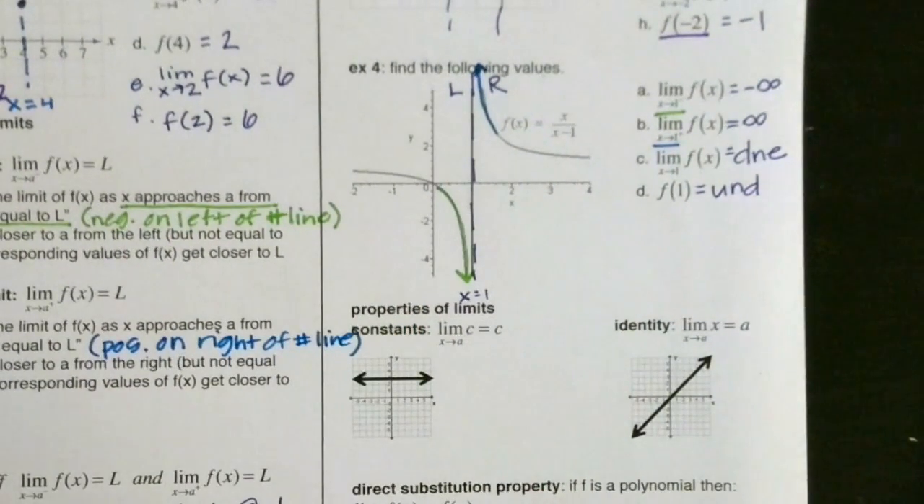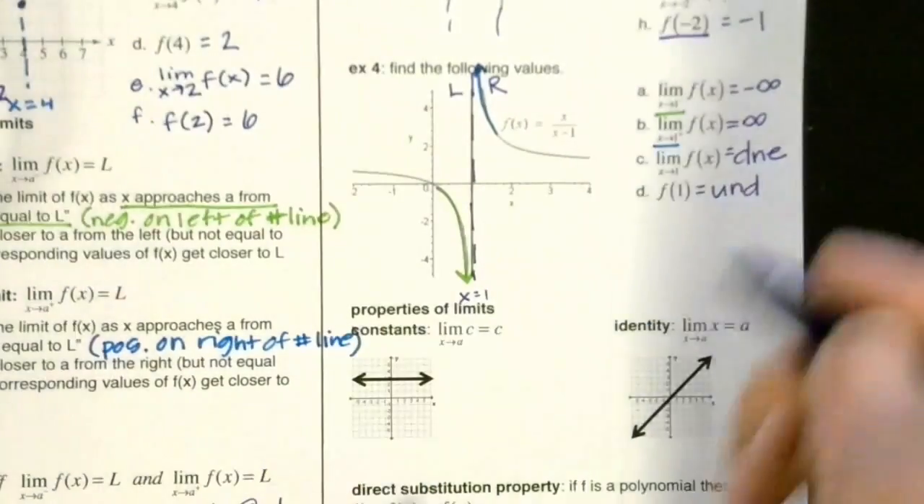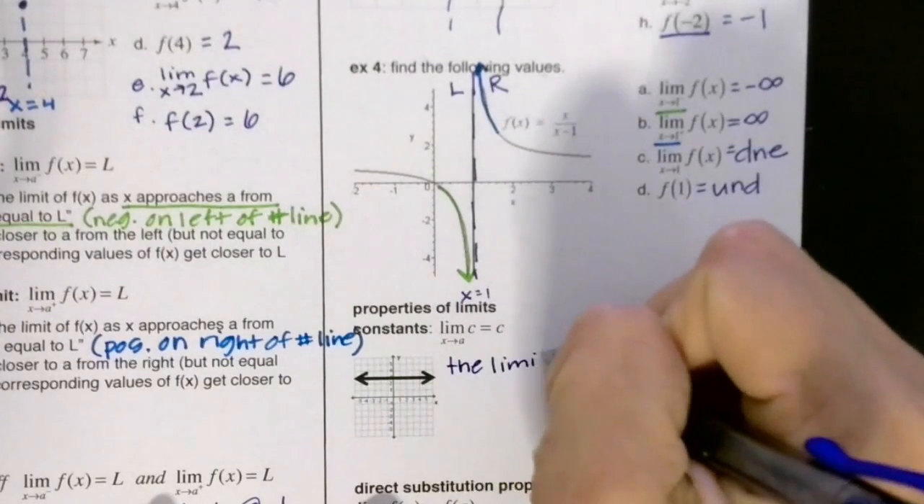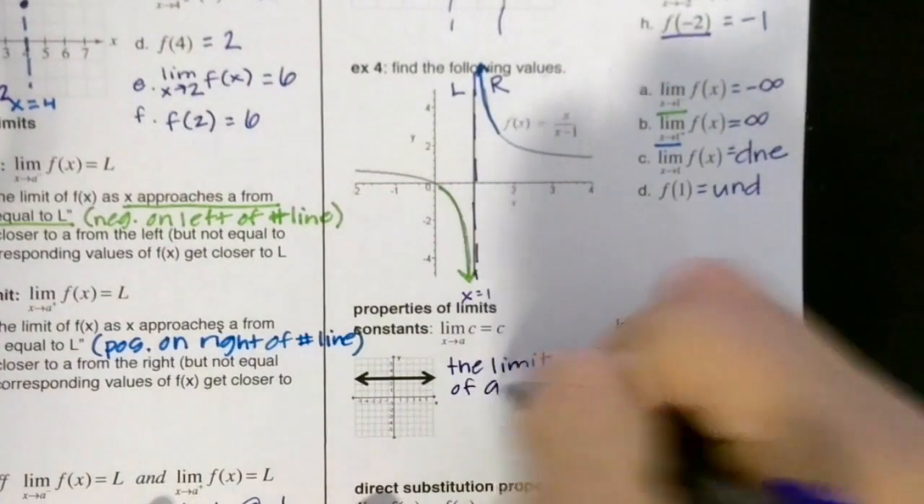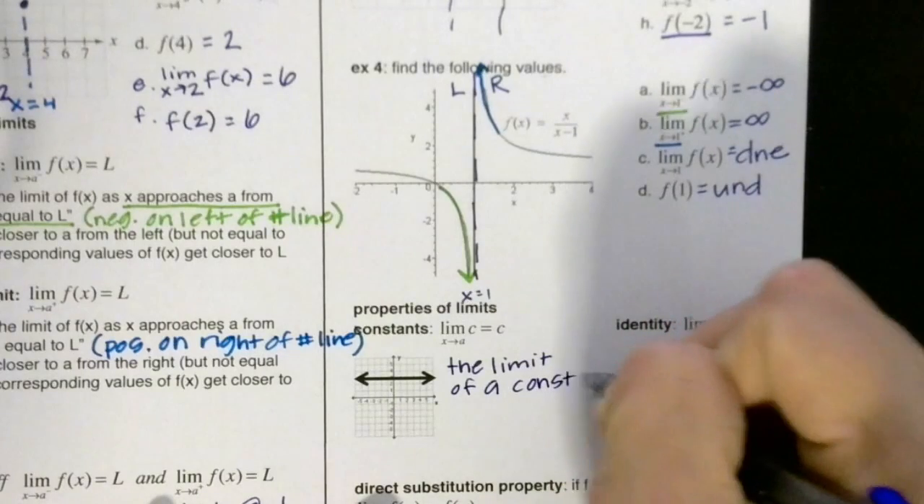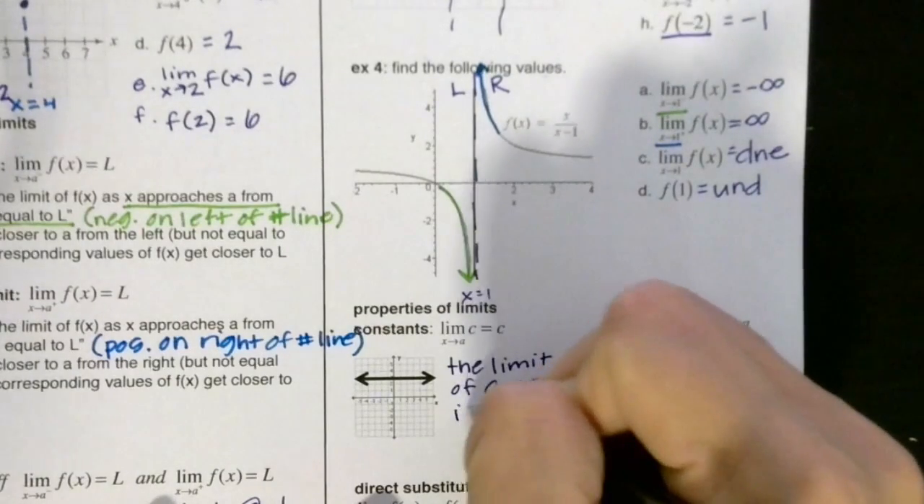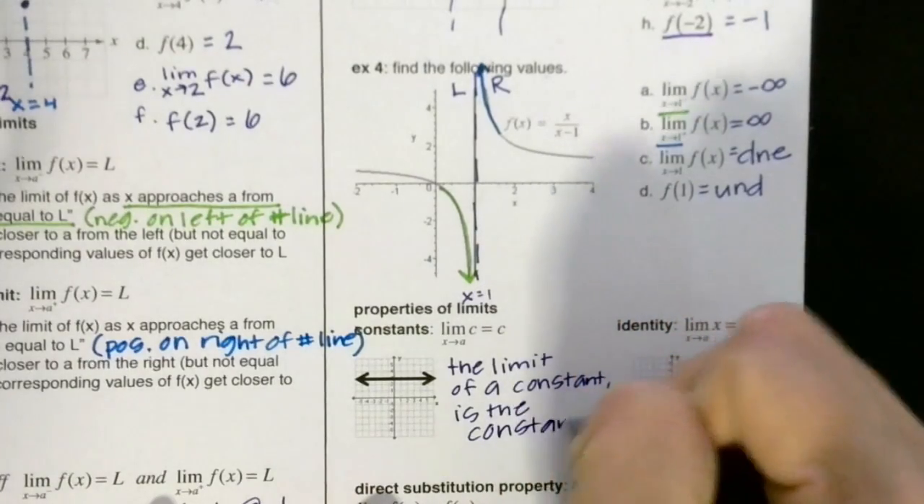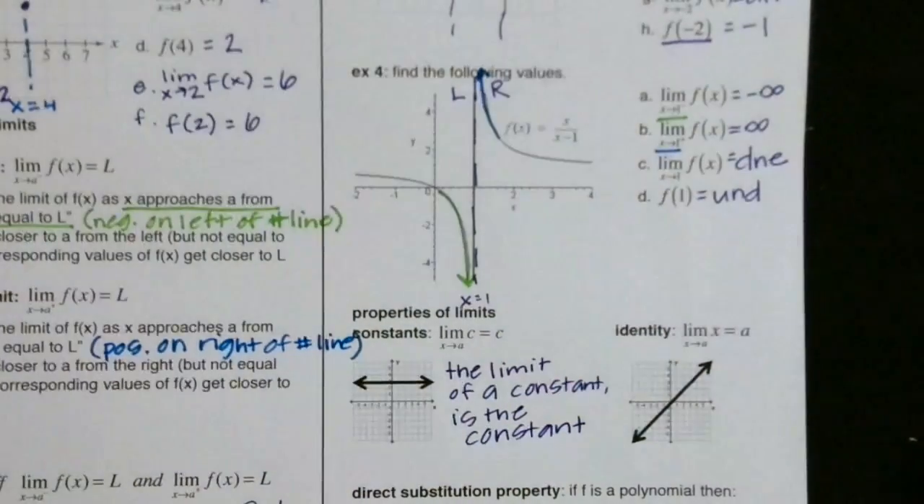Alrighty. Next thing we're going to go over is what do we do if we don't have a graph and we just have equations? We're going to keep this very simple. If you just have equations, we're going to be working with 3 of them. The first thing you need to know, and you might just want to write this down, is the limit of a constant is the constant.